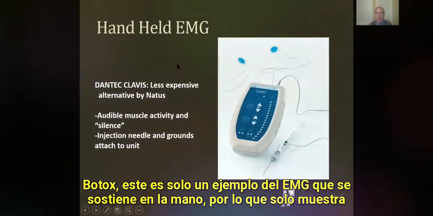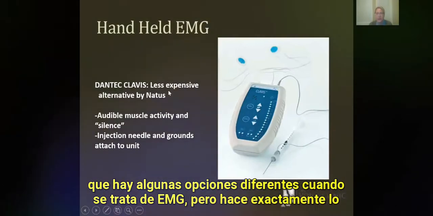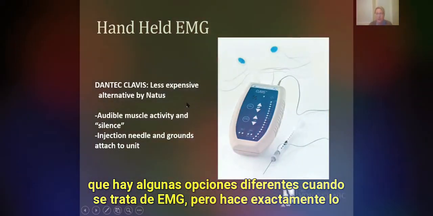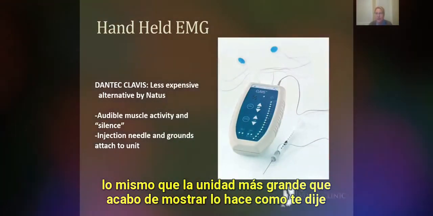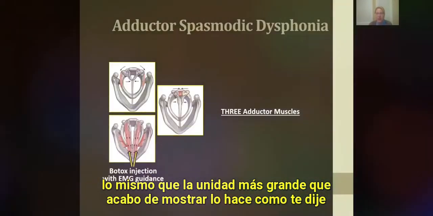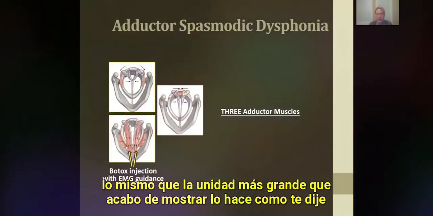This is just an example of the EMG that's handheld. So it just shows that there are some different options when it comes to EMGs, but it does the exact same thing that the larger unit that I just showed does.